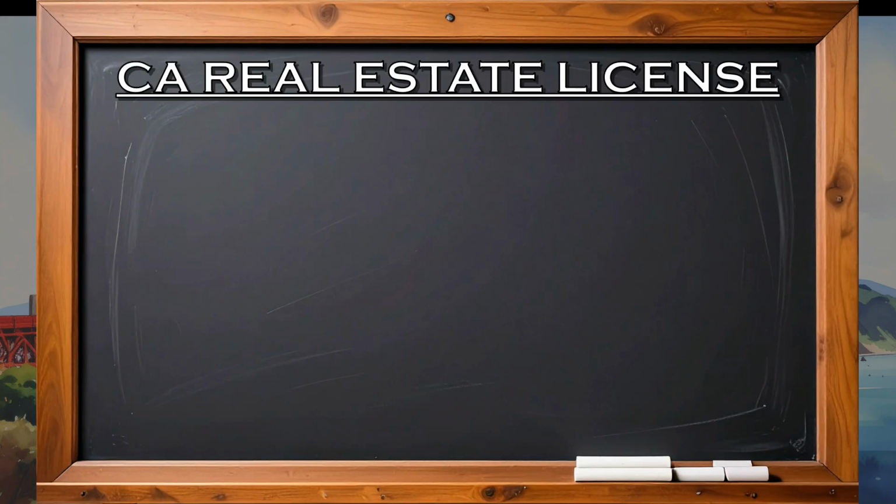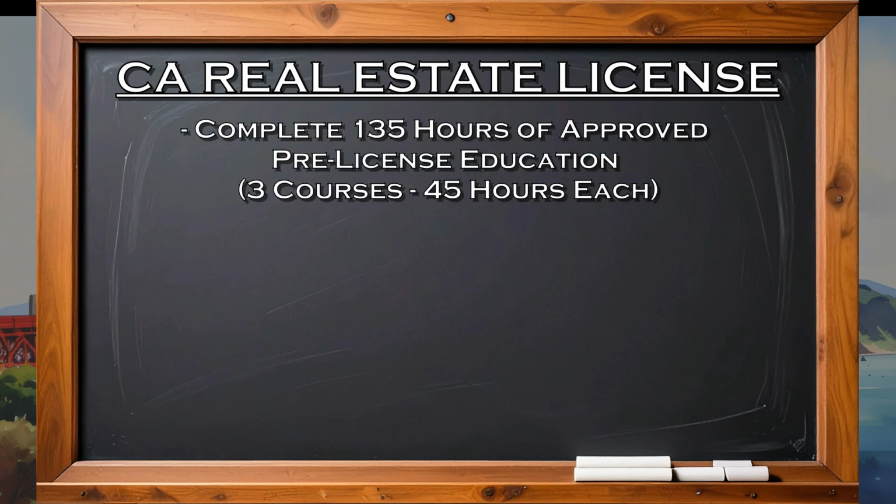The first thing that we're gonna do is go over all the steps real quick, and then I will screen share each website and what to click on and what to do so you can get your real estate license in California in 2025. So let's go over these easy steps real quick, and then we'll go more in depth each step by step. The first step is you need to complete 135 hours of approved pre-license education for your state. So in this case, it would be California.